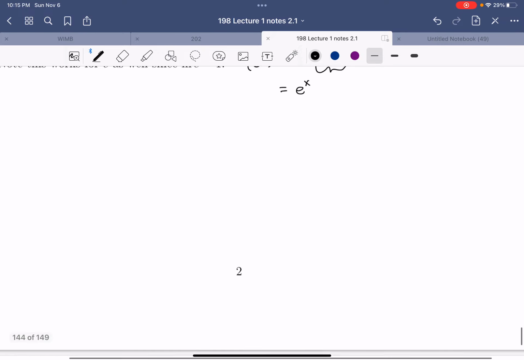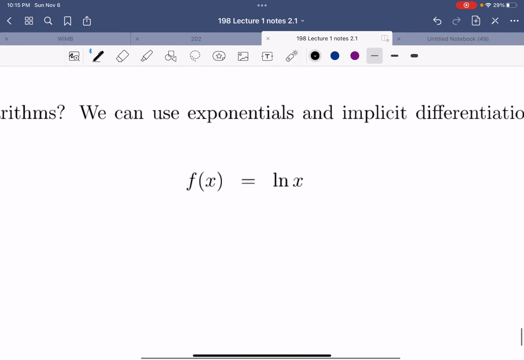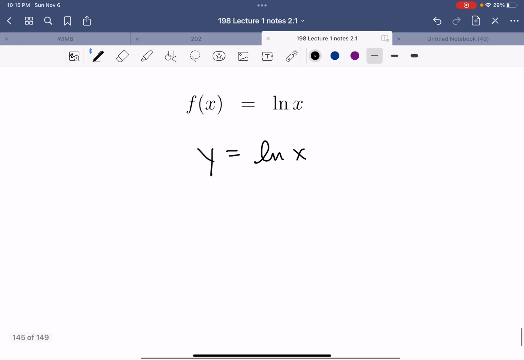Okay, so those are our exponentials. What about logs? In this case, we're going to use what we know about the exponentials that we just figured out and implicit differentiation. So the first thing I'm going to do is switch this back to y equals. And this is a little proof that you are going to need to know. So if I let y equal ln x, then what I can do is take the e of both sides, and that gives me e to the y equals e to the ln x, the e and the ln cancel, and I get a plain old x.